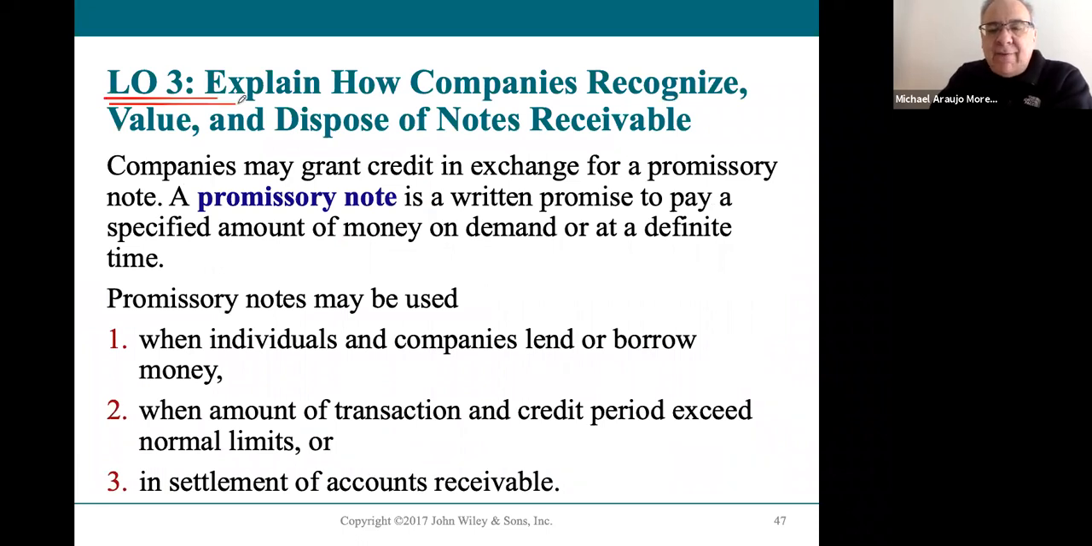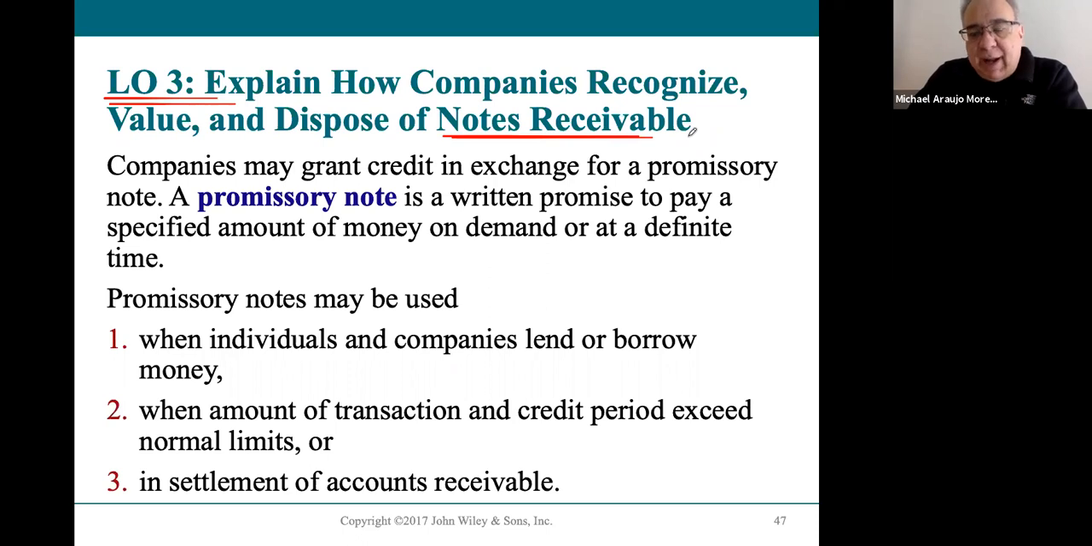Objective 3 focuses on notes receivable. And again, a note receivable is simply, the word note means a loan. Well, unless they're a bank, these companies are really not in the business of doing loans. So how do notes receivable usually become part of a company's books? Well, normally it starts as an accounts receivable in which the customer who you're waiting to receive the money from needs a longer time period to pay you.